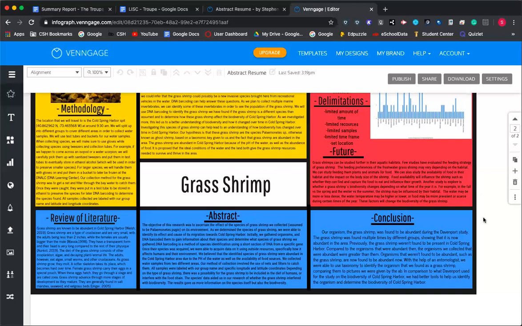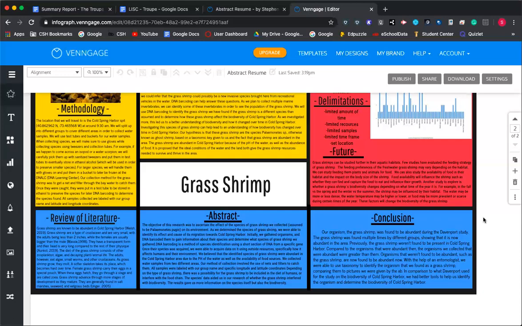In conclusion, our organism, the grass shrimp, was found to be abundant during the Davenport study. The grass shrimp was found multiple times by different groups, showing that it is now abundant in the area. Previously, the grass shrimp weren't found to be present in Cold Spring Harbor. Compared to the organisms that were abundant then, the organisms we collected that were abundant were greater than them. Organisms that weren't found to be abundant, such as the grass shrimp, are now found to be abundant.